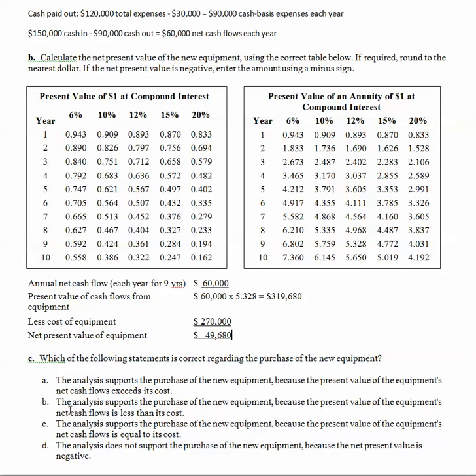Let's look at the rest of these. The analysis supports the purchase of the new equipment. Yes, it does, because the present value of the equipment's net cash flows is less than its cost. No, that is false. So it can't be B. The analysis supports the purchase of the new equipment. Yes, it does, because the present value of the equipment's net cash flows is equal to its cost. No, that's not true. Can't be C. And the last one, the analysis does not support the purchase of the new equipment. No, that's not true, because the net present value is negative. No, the net present value is positive, which means it is a good investment. So our answer is A.